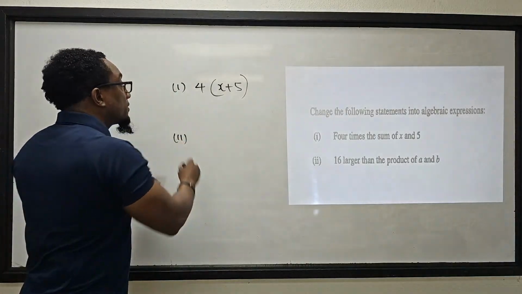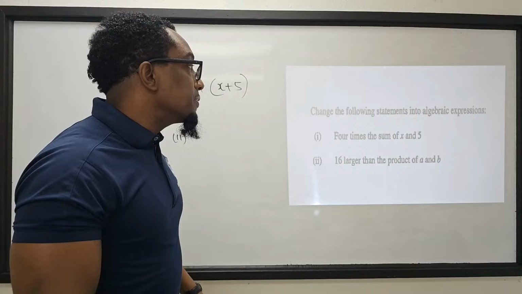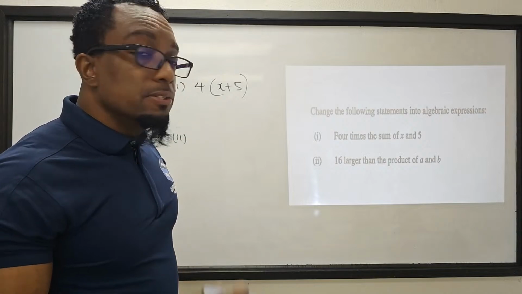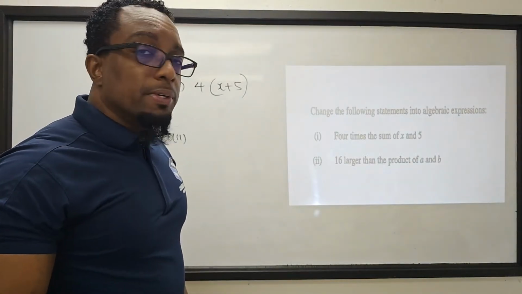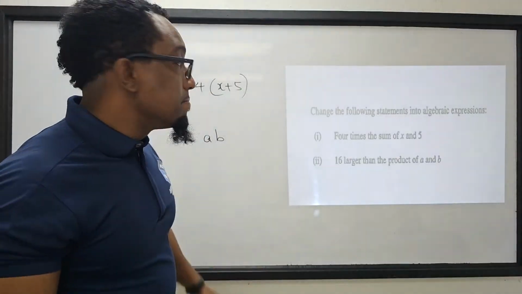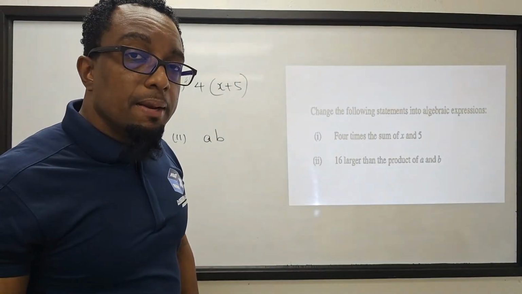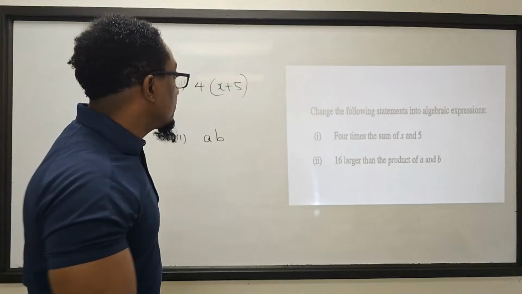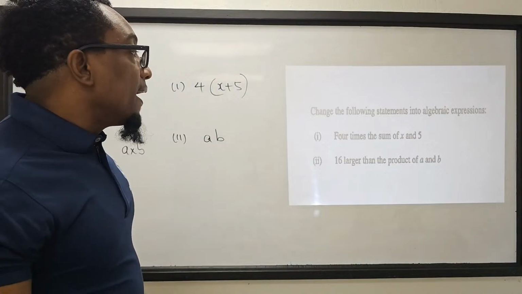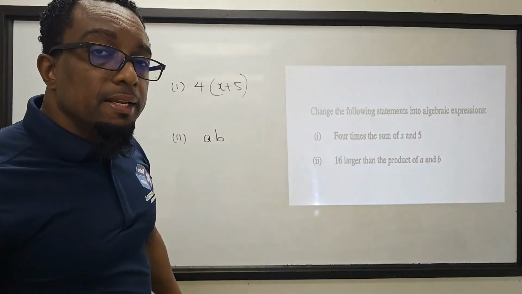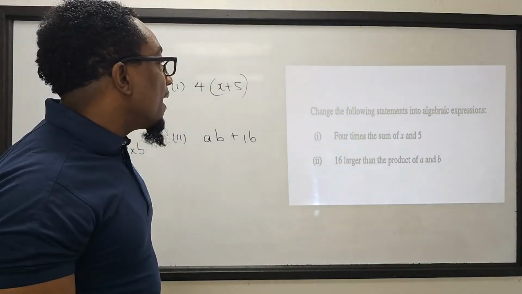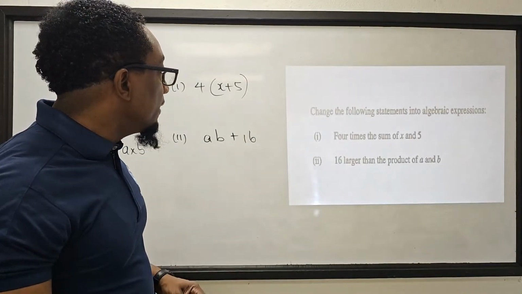2, so this is algebraic expression 2, 16 larger than the product of a and b. Product means to multiply, so the product of a and b, and 16 larger than that. So the product of a and b will be a multiplied by b. You can write it as ab. A multiplication sign is understood between a and b, even though it's not seen, it's understood. If you want to write it as a multiplied by b, no problem, but ab is the same. And 16 larger than this means we're going to add 16 to it. So that is 16 larger than the product of a and b.